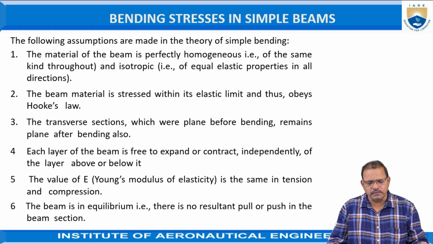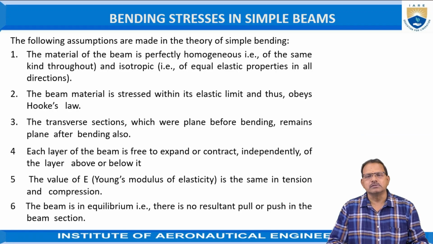The following assumptions are made in the theory of simple bending. The first one is the material of the beam is perfectly homogeneous regarding its distribution of alloys as well as the physical dimensions of the same kind throughout, and isotropic, that is the elastic properties, the Young's modulus, bulk modulus and modulus of rigidity, are all equal in all directions of the beam. Generally we say the material of the beam is perfectly homogeneous and isotropic.